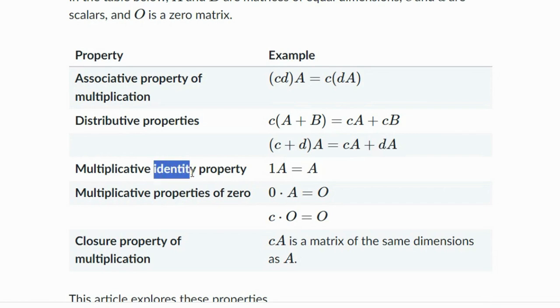Oh, the multiplicative identity property. And we need to talk about this because I know there's something on the quiz there. 1 times A is A. The identity property just means you get what you started with. It's just multiplying by 1.